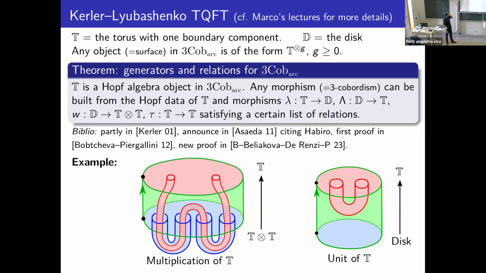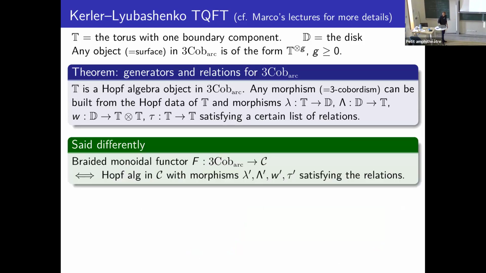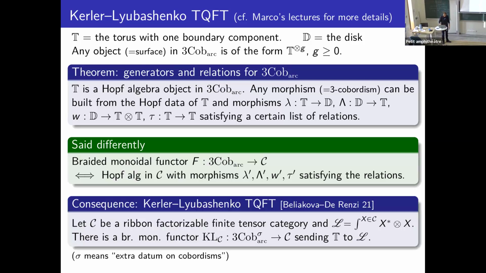This is due to all these people, and this is well explained in a paper by Bobcheva, Beliakova, Dorenzi, and Pierre Galini. And it means that a braided monoidal functor out of this category to any category C is just the same thing as a Hopf algebra in C, equipped with morphisms, because you will say, okay, T maps to this Hopf algebra, and these morphisms lambda, W, and tau map to certain morphisms that you give. Okay, so you have a complete classification of TQFTs out of this category.